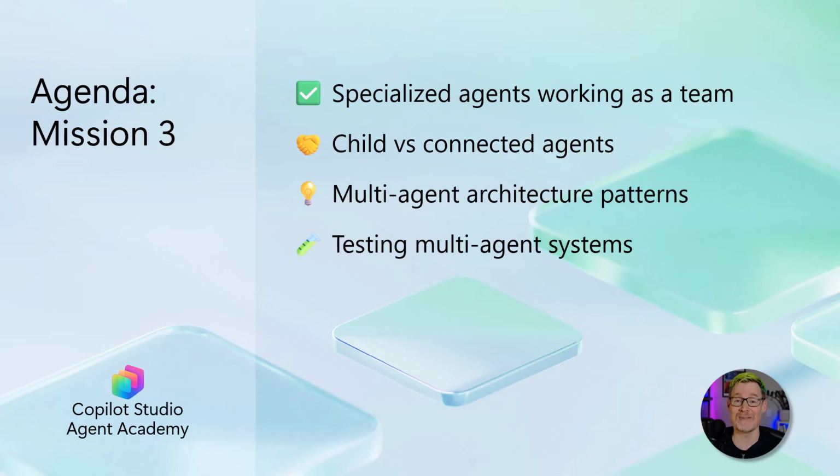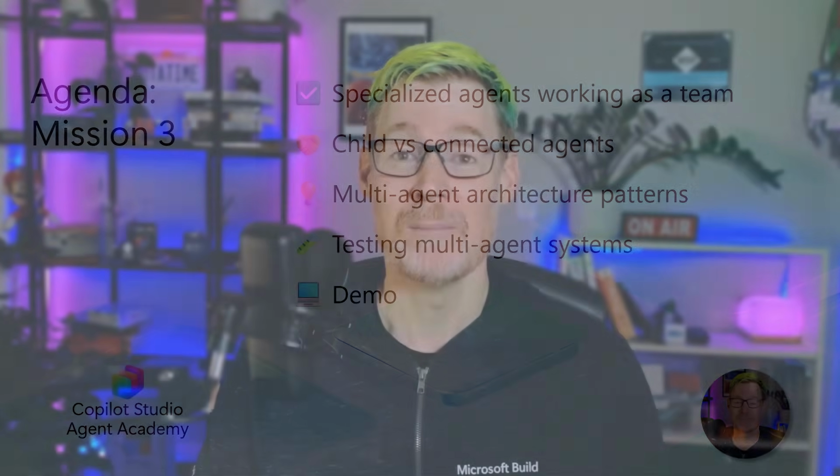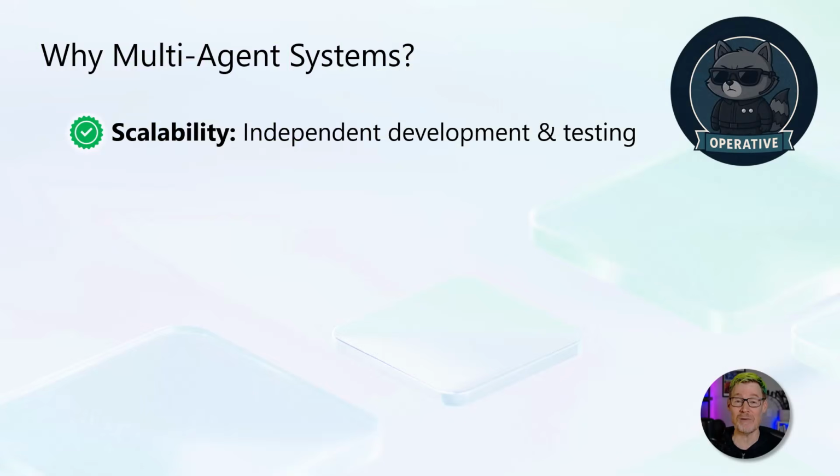We'll then finish with a demo of the mission where we add 2 specialist agents to our hiring agent and watch them collaborate. Multi-agent systems let you break work into focused parts. Scalability is a big reason for doing this. When each agent handles a narrow responsibility, it becomes easier to define its instructions, limit the tools they use, and test them individually, rather than trying to cram everything into one large agent. It keeps things maintainable and easier to reason about.